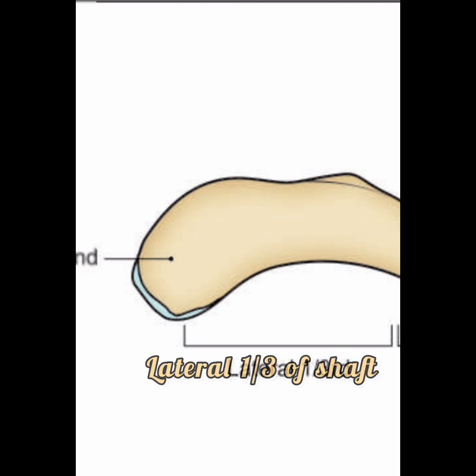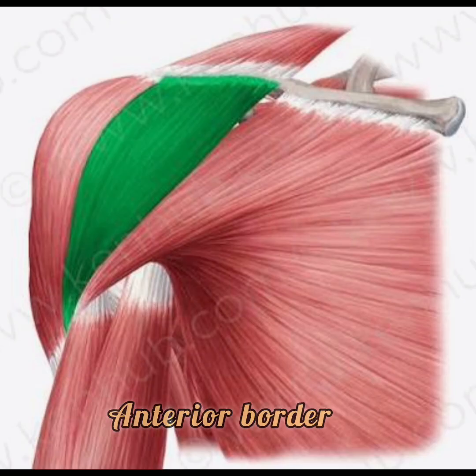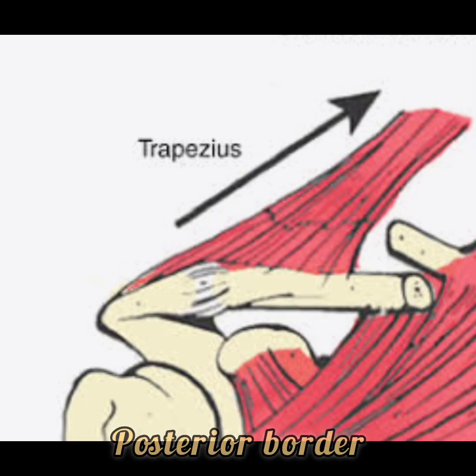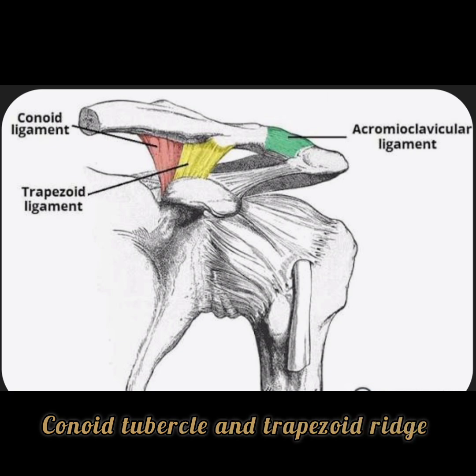Lateral 1/3 of the shaft: anterior border, posterior border, conoid tubercle and trapezoid ridge. The anterior border gives origin to the deltoid muscle. The posterior border provides insertion to the trapezius muscle. The conoid tubercle and trapezoid ridge give attachment to the conoid and trapezoid parts of the coracoclavicular ligament.